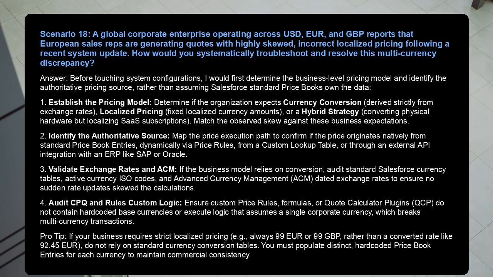Pro tip: if your business requires strict localized pricing, for example, always €99 or 99 GBP, rather than a converted rate like €92.45, do not rely on standard currency conversion tables. You must populate distinct, hard-coded price book entries for each currency to maintain commercial consistency.